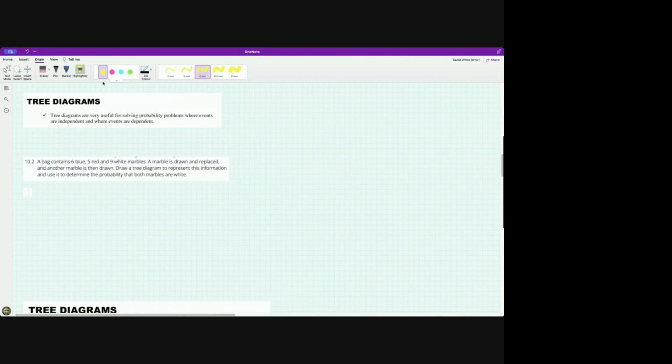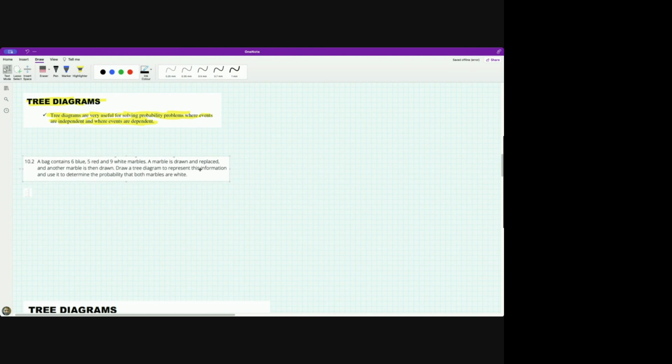So, tree diagrams, what are they? Tree diagrams are very useful for solving probability problems where the events are independent or where the events are dependent. They're actually useful in both cases. Now, I'm going to show you an example of how to do one, and then you're going to do one by yourself. So let's read this question together.